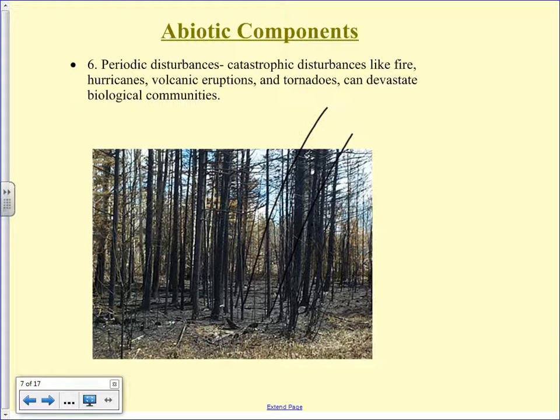Tornadoes are an important periodic disturbance because they usually blow down mature trees, and that makes it possible for younger trees to take over. Things like that all cause redistribution of the abiotic components we talked about: sunlight, water, nutrients. And that's why periodic disturbances are important, to cycle communities through.